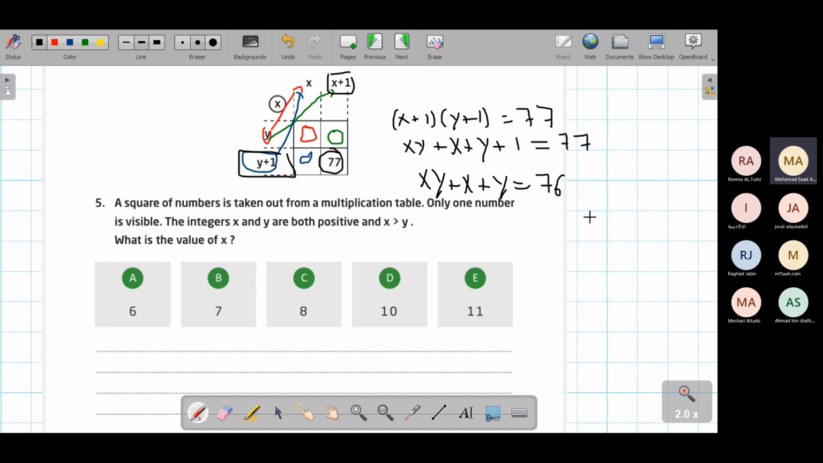Jude, Ragad, Yahya, Ahmad? No. Okay. They say that only one number is visible, which is 77.